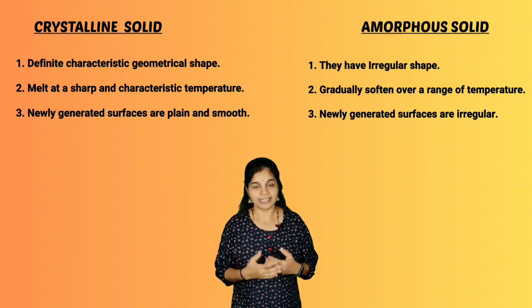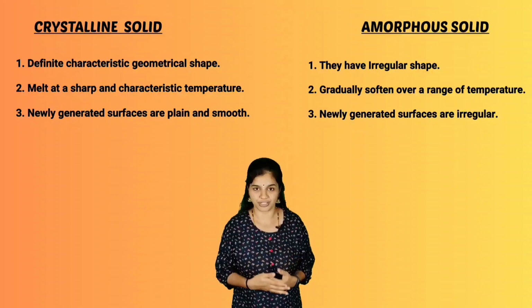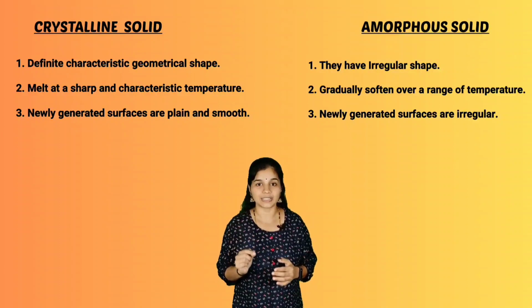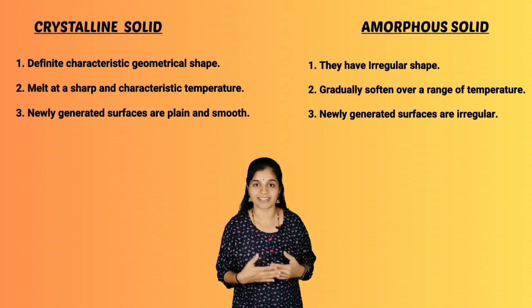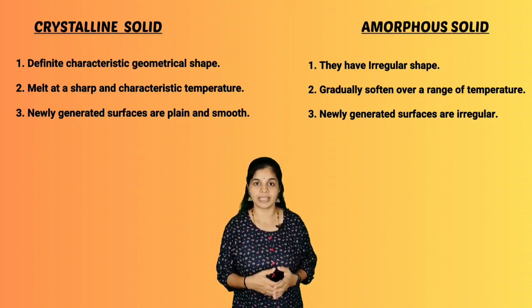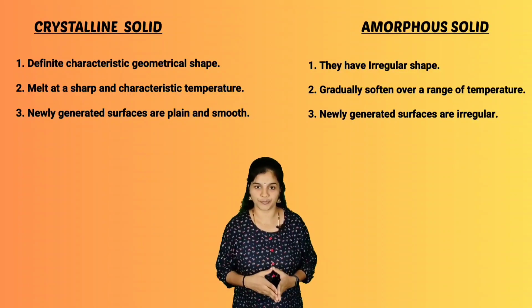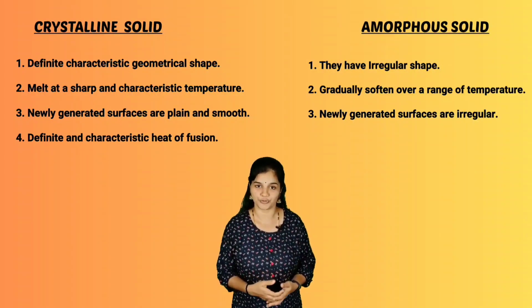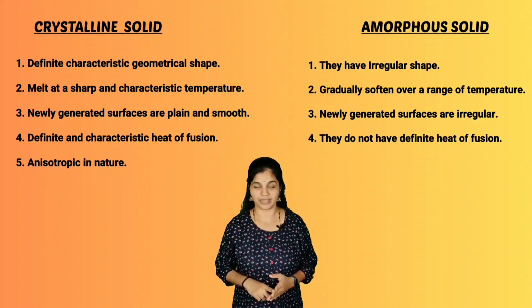For example, you can consider glass. Glass is an example of an amorphous solid. We often see that when glass is cut into pieces, it forms sharp edges and we get our hands or body parts hurt because of these sharp edges formed after cutting. Crystalline solids have a definite and characteristic heat of fusion, whereas amorphous solids do not have a definite heat of fusion. Crystalline solids are anisotropic in nature.